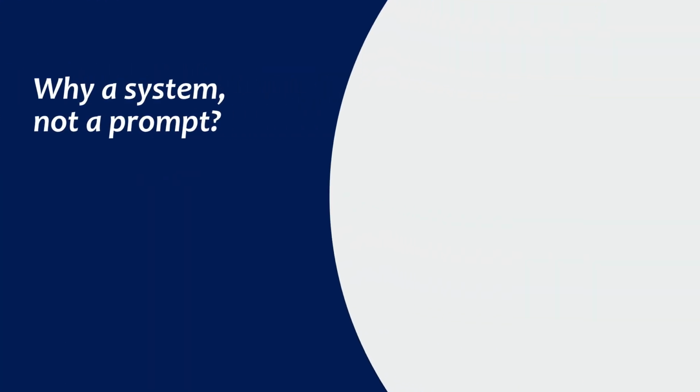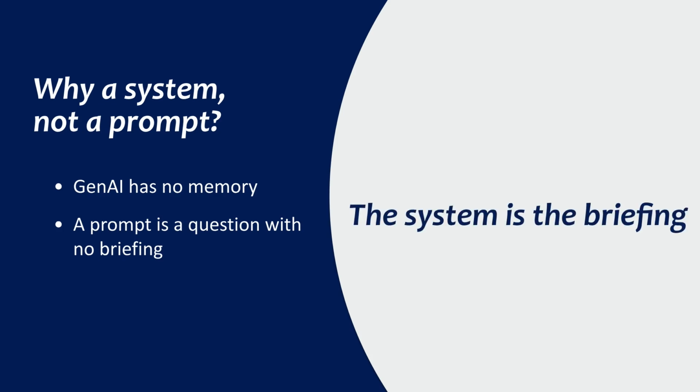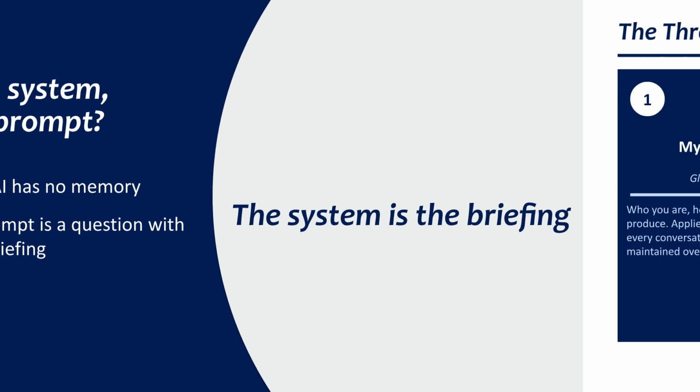Why build a system rather than just prompting? GenAI has no memory between sessions. Every conversation starts from zero. It doesn't know who you are, what you're working on, or how you like to work, unless you tell it every time. A one-off prompt is like asking a new assistant a question with no briefing. A system is the briefing. It carries your context, your preferences, and your workflow logic into every session, automatically.